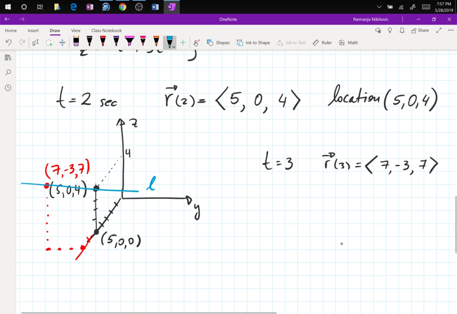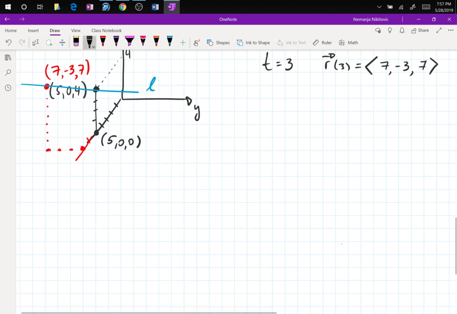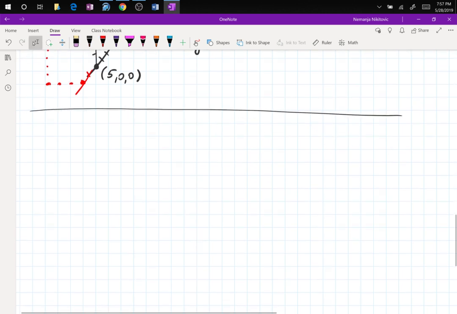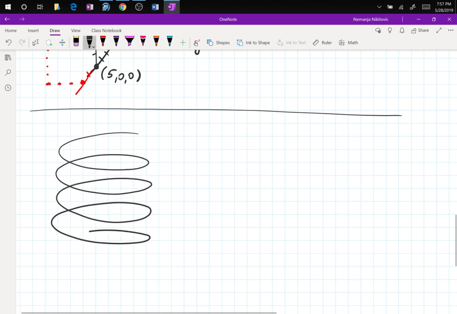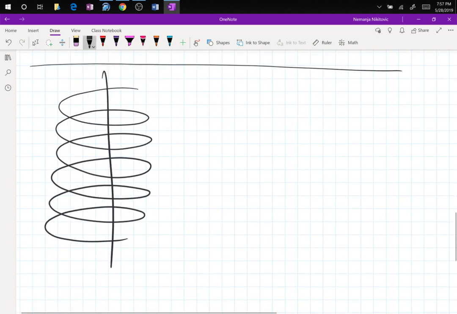We found 2 locations in space, and we just connect those 2 with a straight line, because we were talking about straight lines. But not every path is a straight line. We talked about the helix at one point in time. So the best thing is to draw the helix first, and then to just fit in the axis.